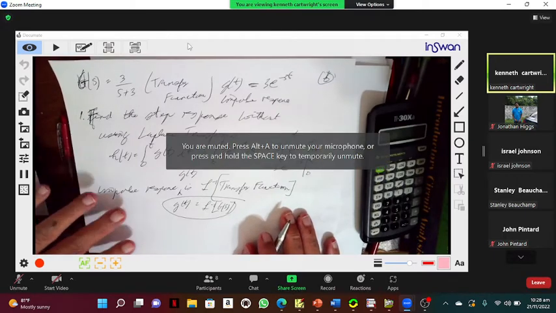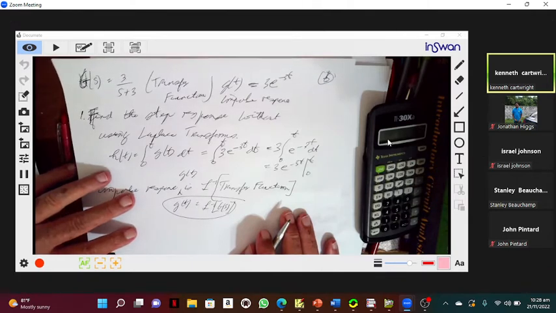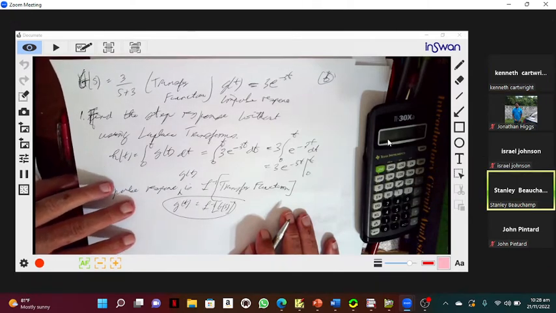What else do we have to do to integrate e to the minus 3t? Evaluated at 0 and t.